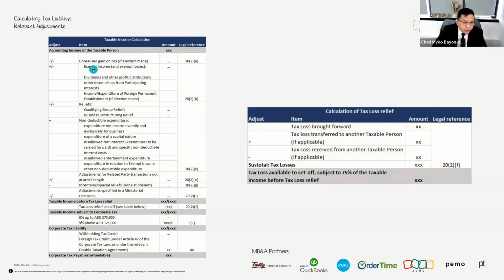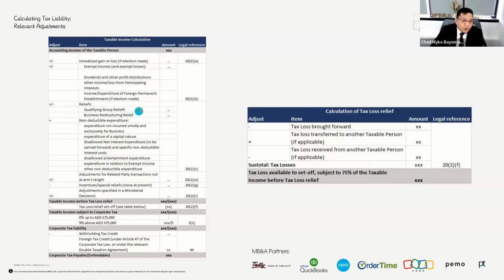And then you will be needing to remove your exempt incomes, your dividends, and profit distributions, or any income related to foreign permanent establishments. So that will be removed as well, or that will be adjusted. Okay. And then this one is for free zones. So for the other reliefs, that one we will be discussing on the next webinar session. So we will be discussing it in detail. And then our business restructuring reliefs as well. That will be discussed on the next webinar.